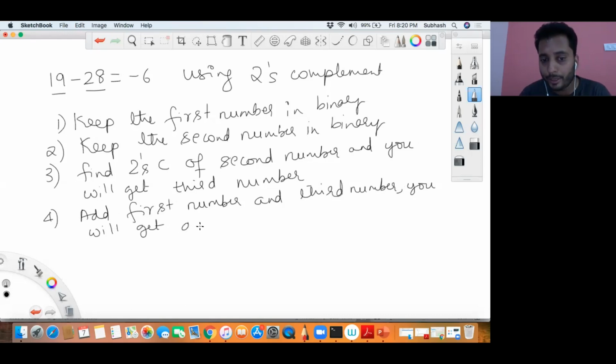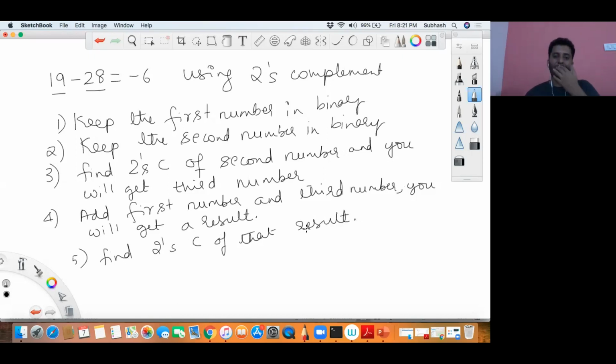Fifth step, find the 2's complement of that result, and that will prove your answer is right. These are the steps. Hope you guys understood. You can read it once again if you wish.